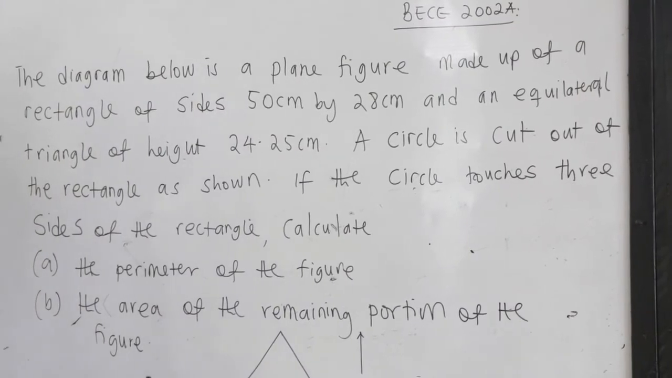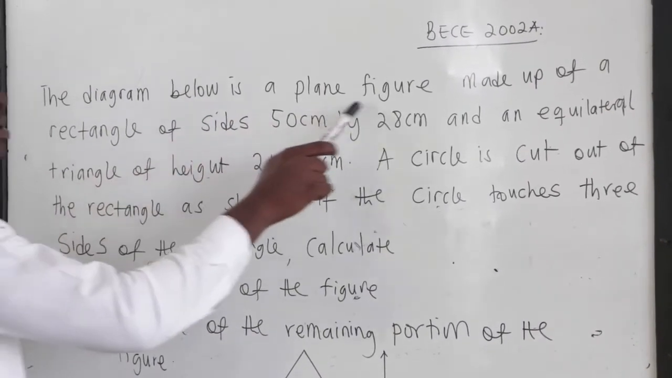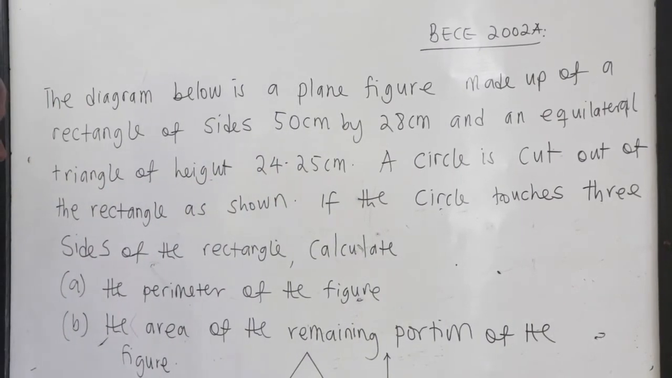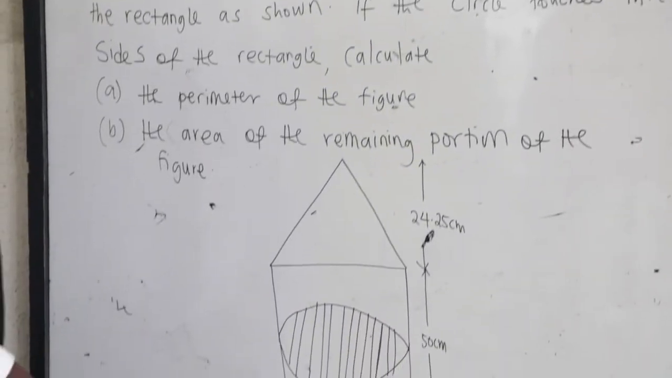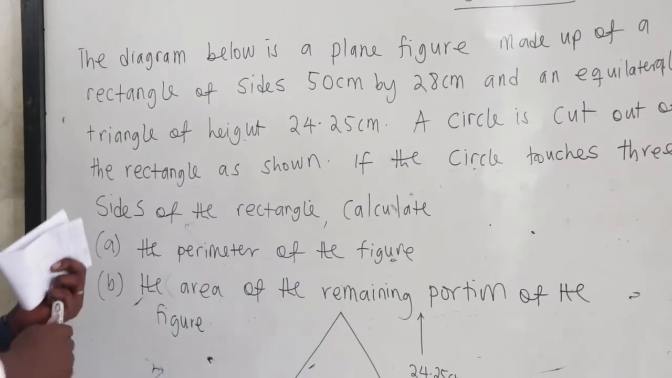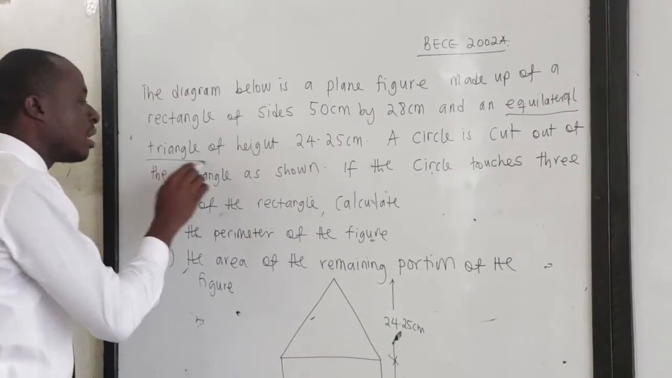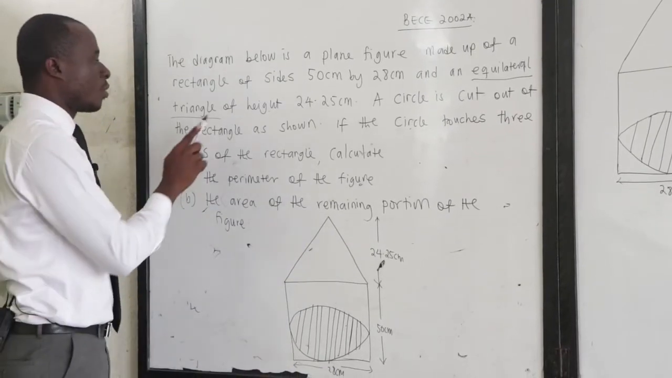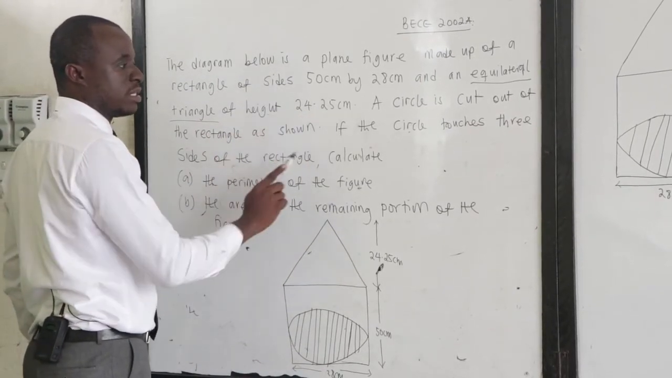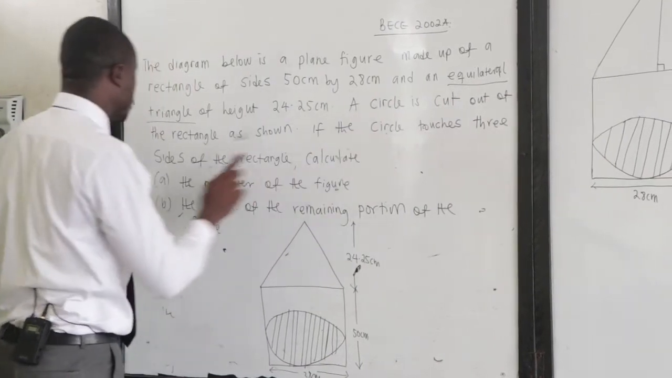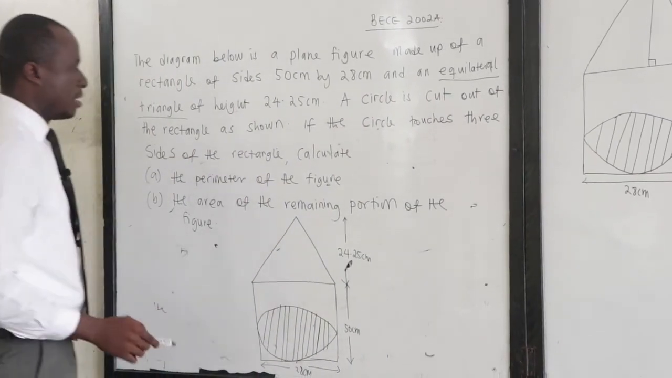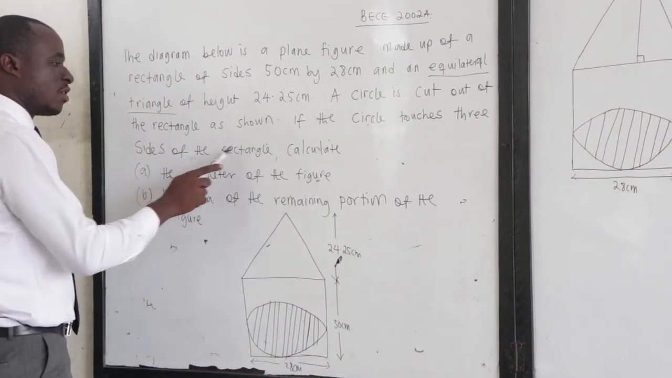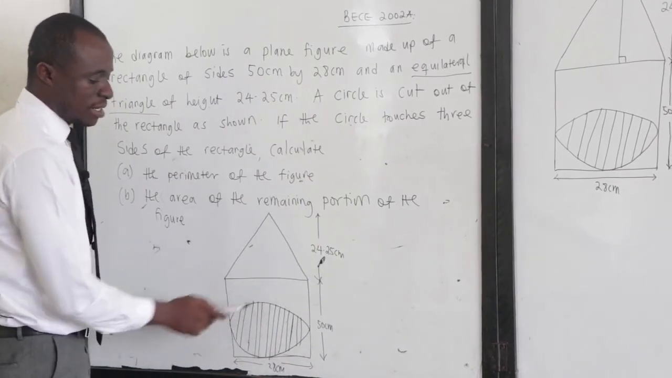Okay, let's consider this question. The diagram below is a plane figure made up of a rectangle of size 50 centimeters by 28 centimeters, and an equilateral triangle. Equilateral triangle means that all the sides of the triangle are equal, of height 24.25 centimeters. A circle is cut out of the rectangle as shown, and the circle touches three sides of the rectangle.